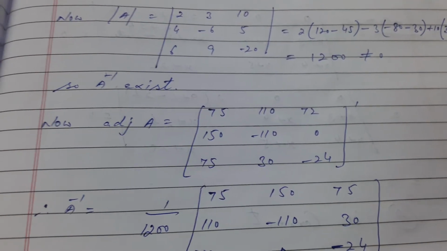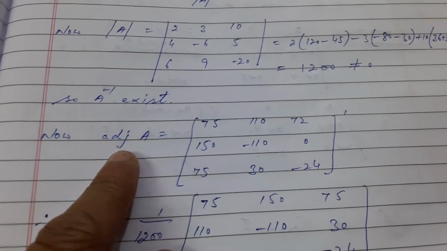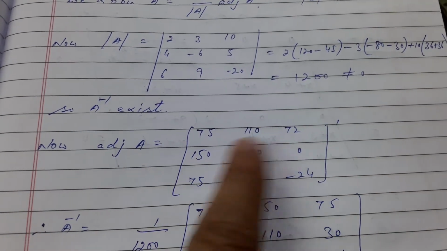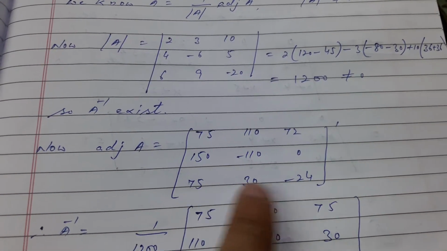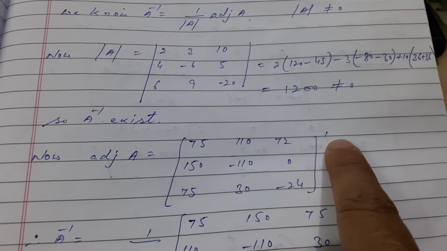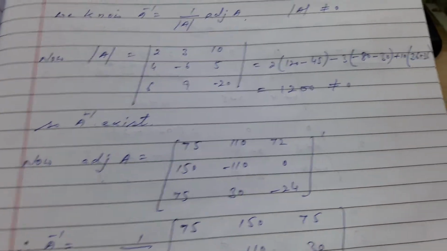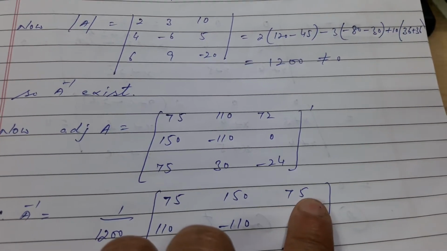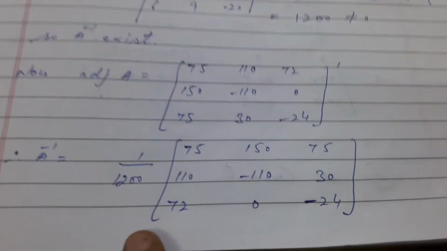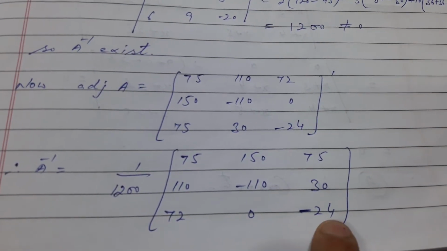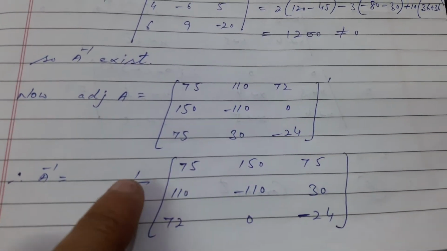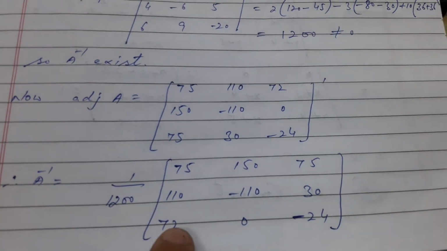After this, let us find the adjoint of A, and I think you know how to find the adjoint of A. This is A11, this is A12, A13, A21, A22, A23, A31, A32 and A33, and the adjoint is the transpose of the cofactor matrix. After transposing, the first row becomes 75, 150, 75, the second row becomes 110, -100, 30, and the last row is 72, 0, -24. You know A inverse is equal to 1 upon determinant A, that is 1/1200 into adjoint of A.